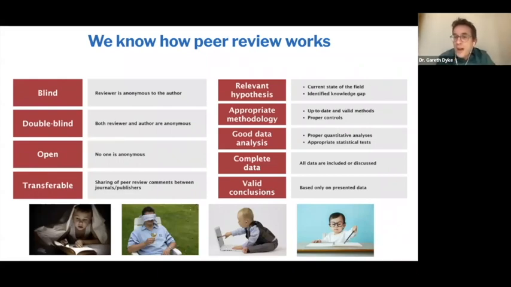Peer reviewers are going to be asked to look at your paper from a number of perspectives. The hypothesis, the appropriate methodology, is there good data analysis, is the data complete, and are the conclusions valid? These are the kinds of things that peer reviewers will be asked to look at when your paper goes to a journal. These are the kinds of things that you should keep in mind as a researcher when putting your paper together, because peer reviewers are going to look at them. You need to make sure that you've got those pieces in your paper.